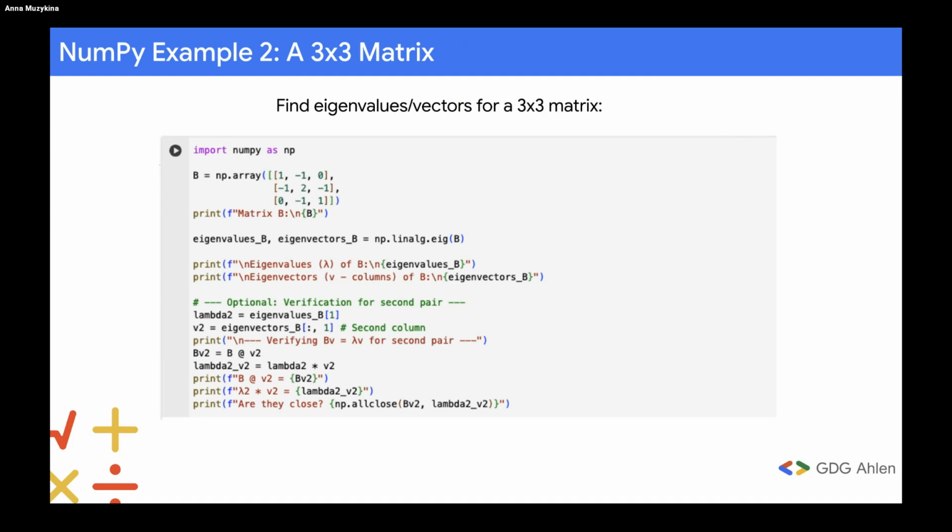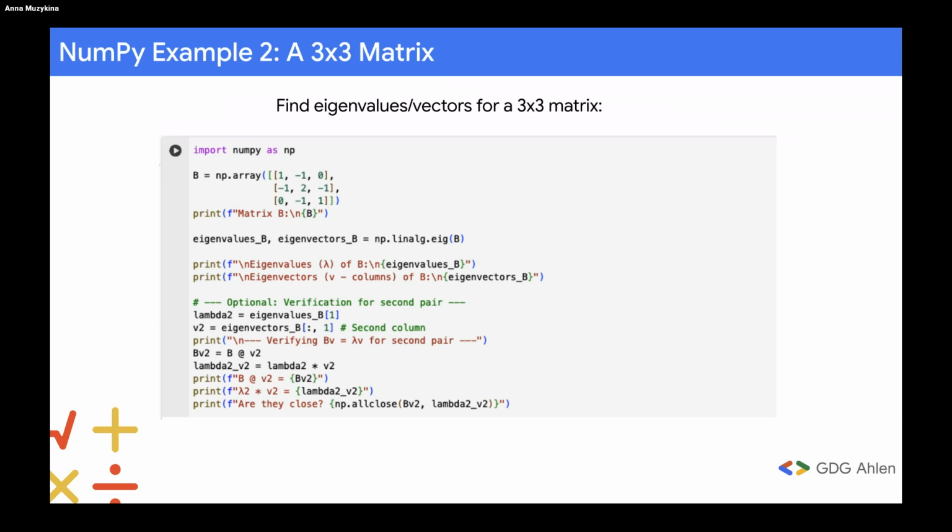Again, as you can see, we simply call eigenvalues_B, eigenvectors_B equal np.linalg.eig, and we pass B. NumPy calculates the three eigenvalues for this 3 by 3 matrix, which turn out to be 3, 1, and 0, and provides the corresponding eigenvectors as the columns of the eigenvectors_B matrix.